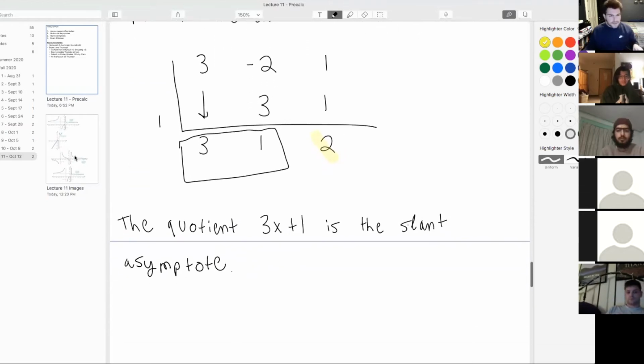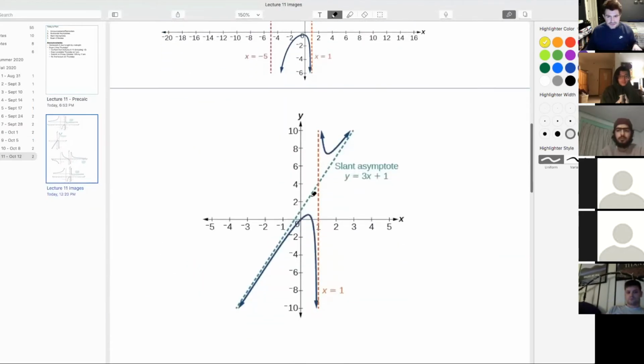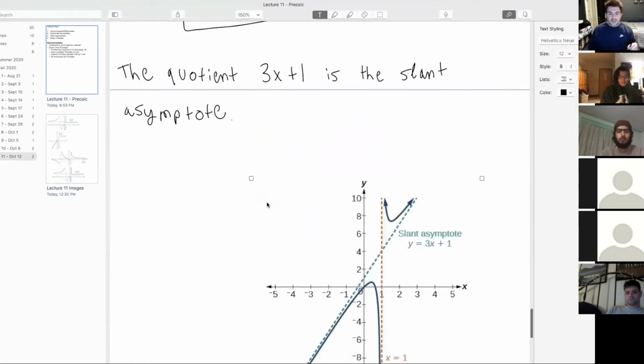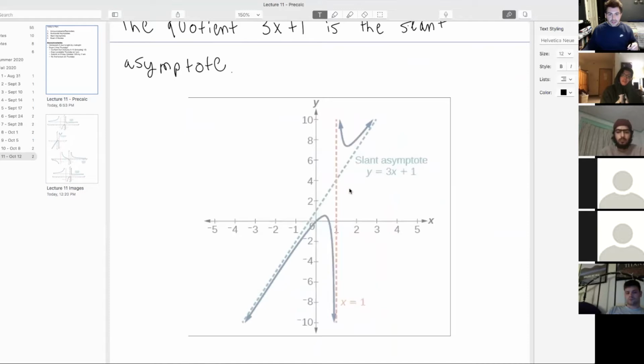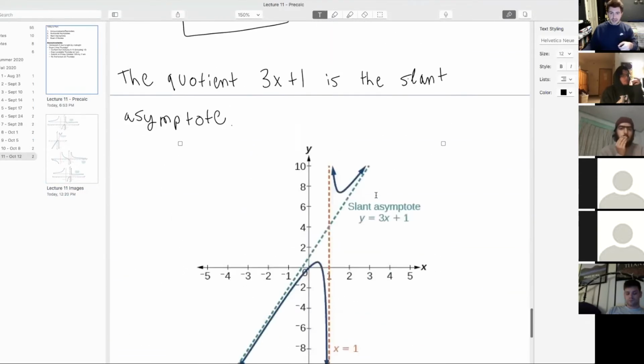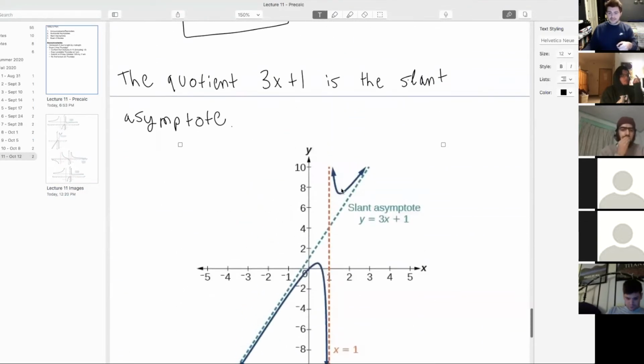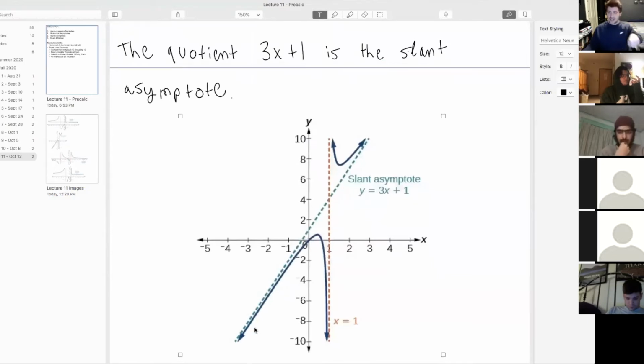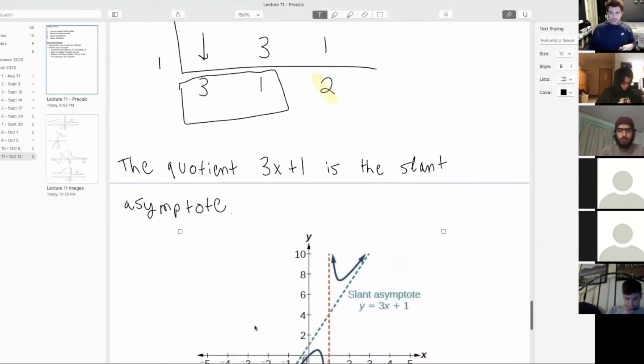So I think I have the last picture. I think it's just the same picture from before. I don't know why I put them twice, but anyways, this is a graph of the rational function from up here. And yeah, it has this slant asymptote at the line 3x plus 1.